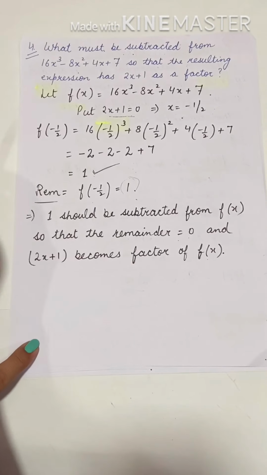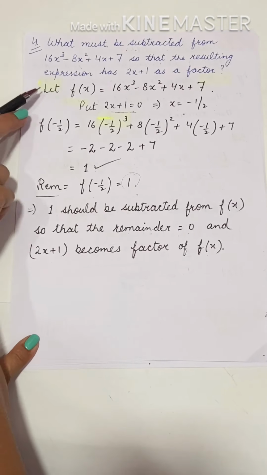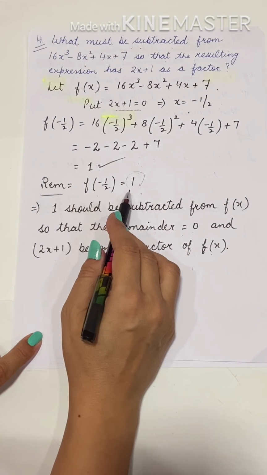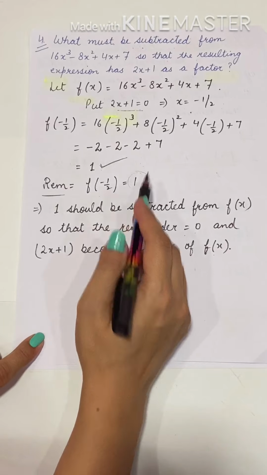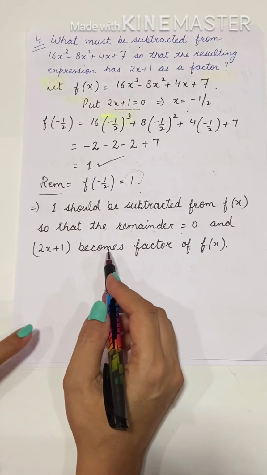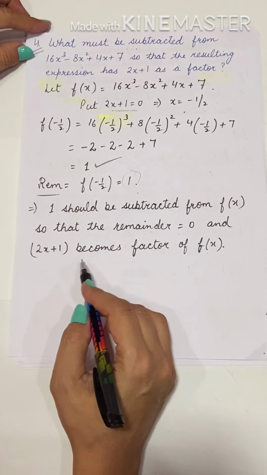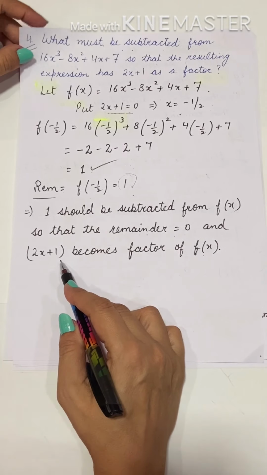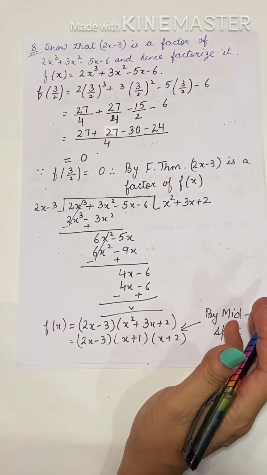So if you have to find out what must be subtracted, we find out what the remainder is. And this remainder should be subtracted from f(x) so that the resulting polynomial will be divisible by 2x plus 1. Now next, question number 8.